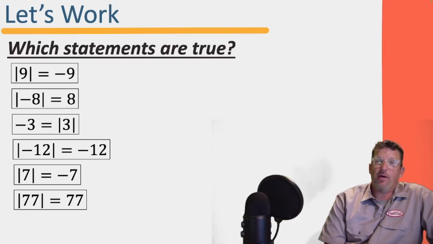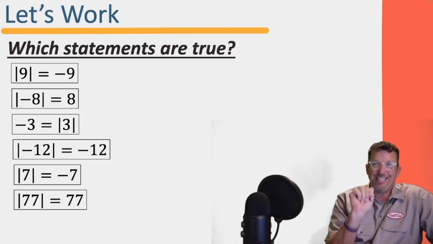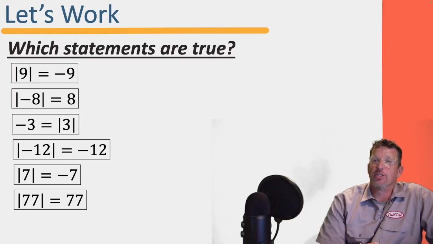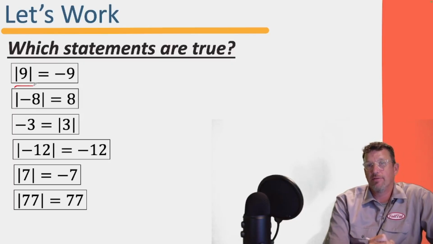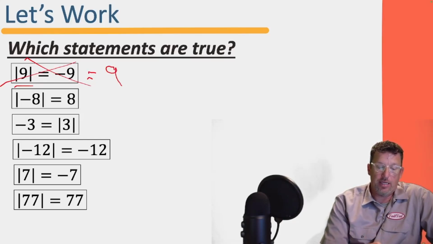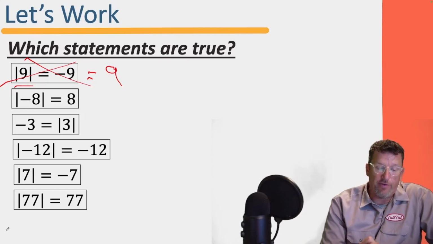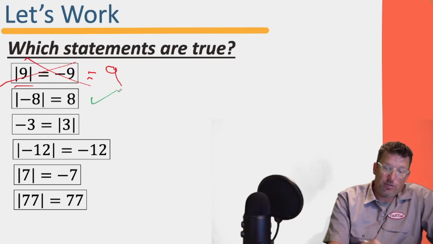Let's look at these and find out which one's true. Remember, absolute value means how far away is the number inside the absolute value lines away from 0. Is it true? Absolute value of 9. How far is 9 away from 0? Is it negative 9 away from 0? No, it is 9 away from 0. That should be 9, so that is not true. Okay, let's look at the next one. What is the absolute value of negative 8? Or, say it differently, how far is negative 8 away from 0? It's 8. So that one is true.